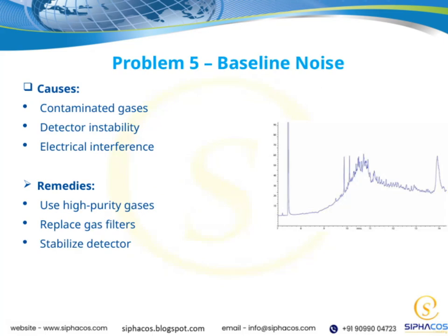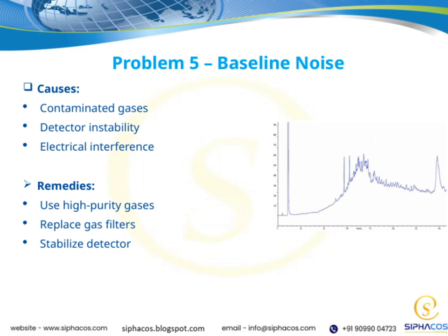Let's talk about problem 5, which is baseline noise. This is a common issue that can affect the accuracy of our measurements. The causes of baseline noise can be varied, but some of the main ones include contaminated gases, detector instability, and electrical interference. Contaminated gases are a big factor. If the gases aren't pure, they can introduce unwanted signals that add noise to our baseline.